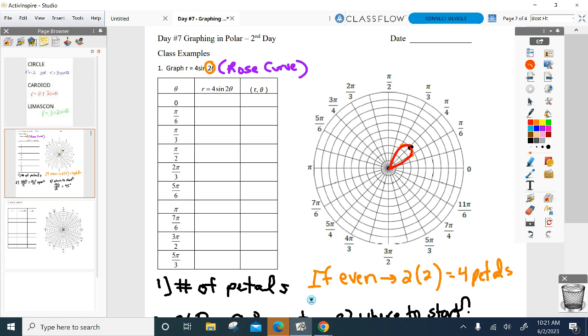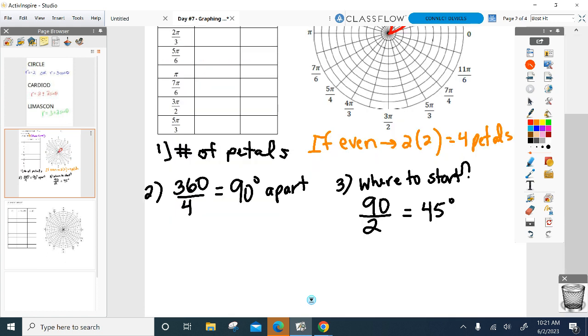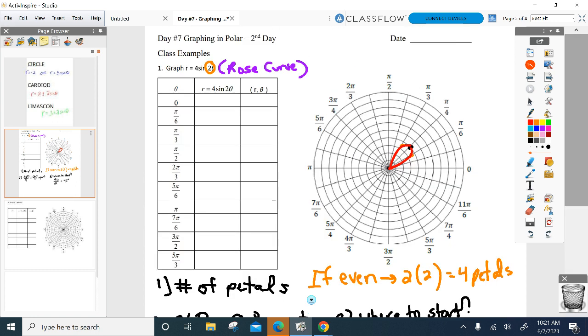Next petal. How far apart should each petal be? What did we determine? 360 divided by 4, they should be 90 degrees apart. So from pi over 4, aka 45 degrees, I need you to go 90 degrees now. 15, 30, 45. Remember, they go by 15 degrees. So find where 90 degrees would be right now. There. Find where 90 degrees would be. Pi over 2.